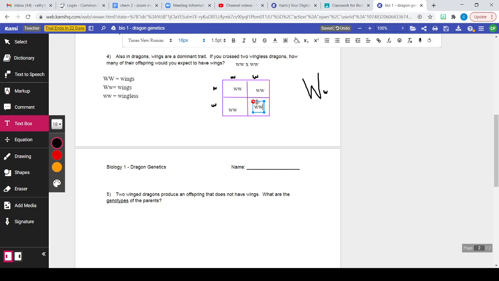And you can see that all your kids, all your children are the same. This is exactly the black corgi question. Can we have two black corgis that have a mixed litter? We cannot. Look at this. This is like my one black corgi and two black corgis. They would have all black corgis. It's the same question here. So the question up here says, if you cross two wingless dragons, how many of their offspring would you expect to have wings? Well, 0%. So my answer to this question is 0% have wings.